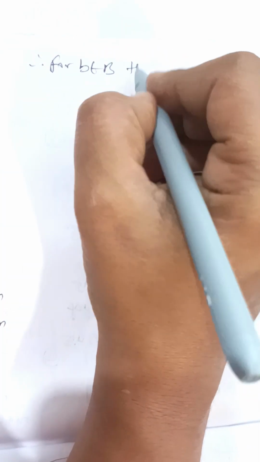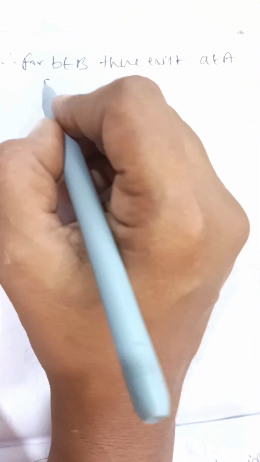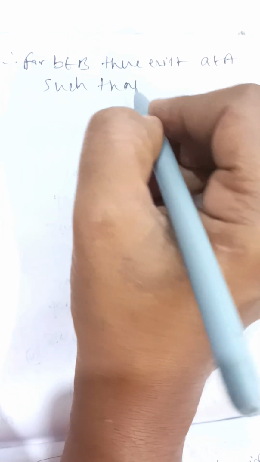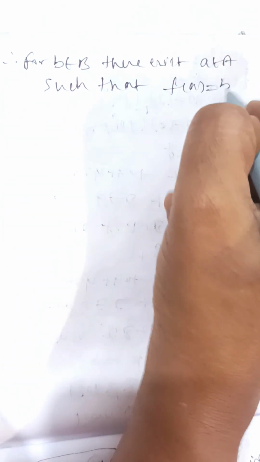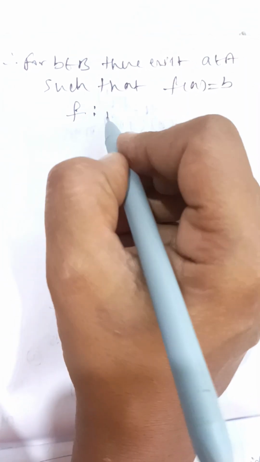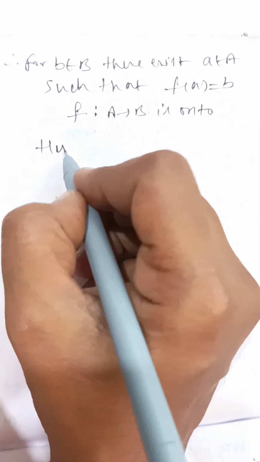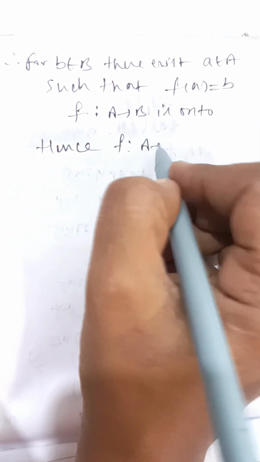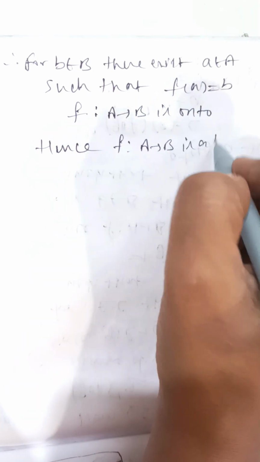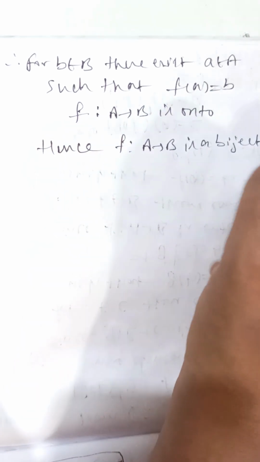So for b belongs to B, there exists a belongs to A such that f of a equal to b. f maps A to B is onto. Hence, f maps A to B is a bijection.